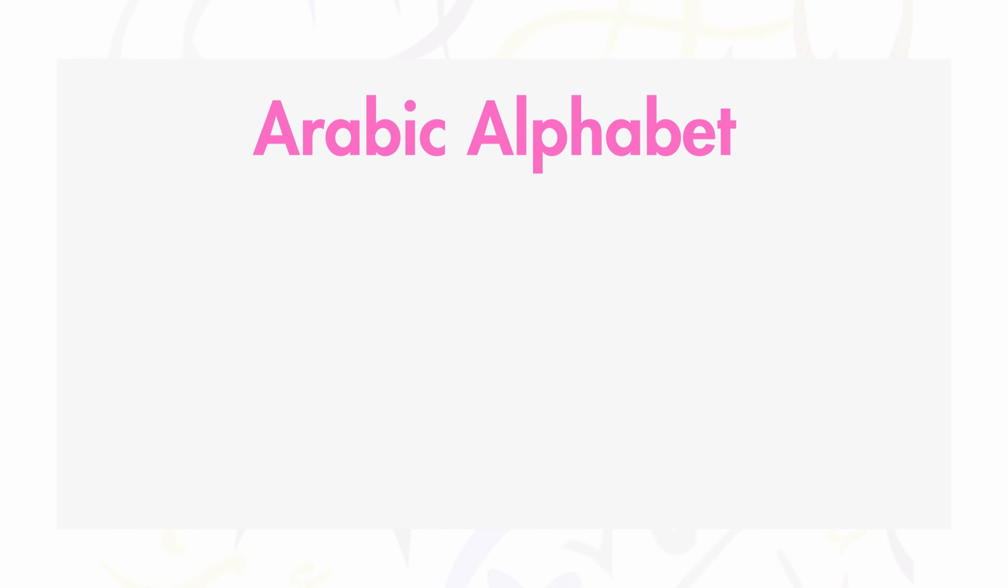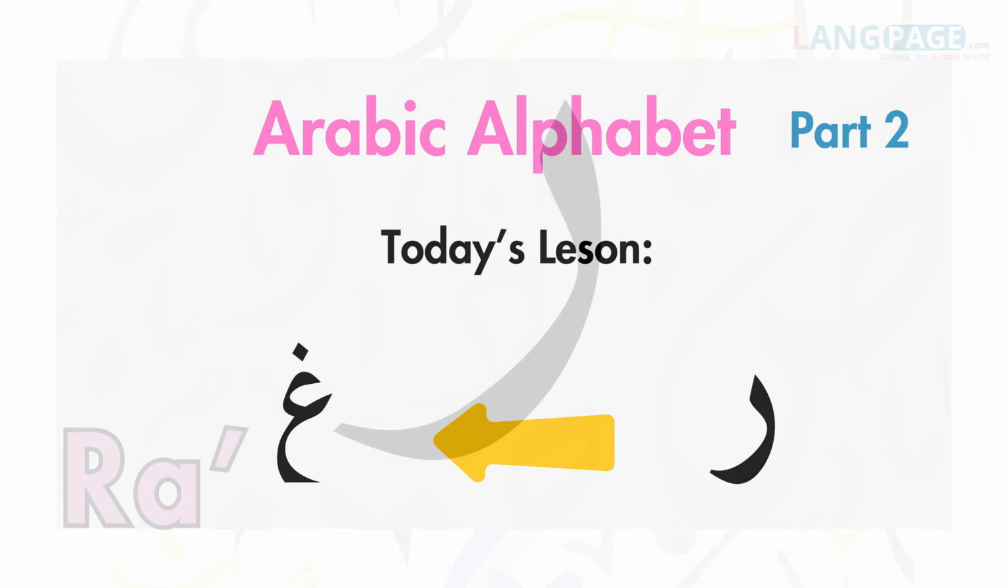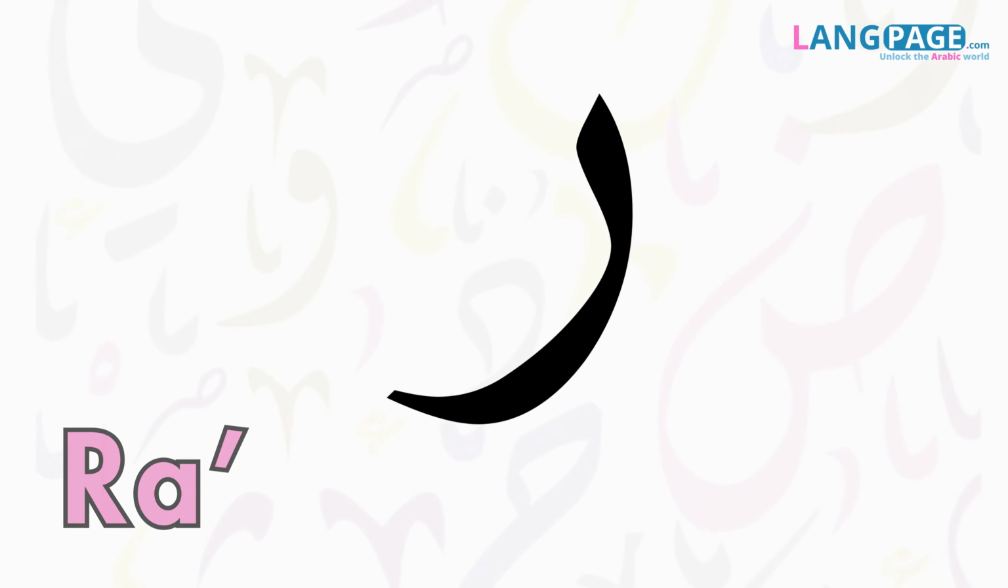We are having the Arabic alphabet part 2. Today's lesson we will have the letters from Ra until Ghain. Let's start with the letter Ra. In English it equals R, like in the word rat.